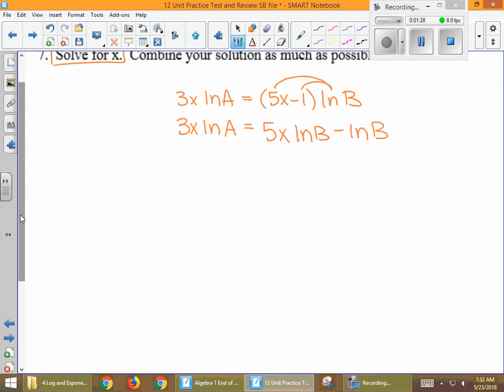Now, if I'm going to get x by itself, I need at least all my x's on the same side of the equation. So I'm going to need to bring my 5x ln of b over. Now, I'm not stacking that with a 3x ln of a because those are not like terms. Since I have ln of a in one and ln of b in the other, I can't subtract those. I'm just going to write them on the same side of the equation.